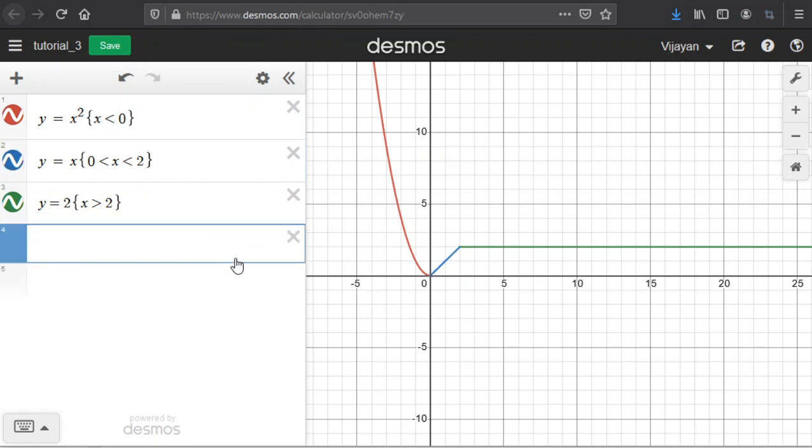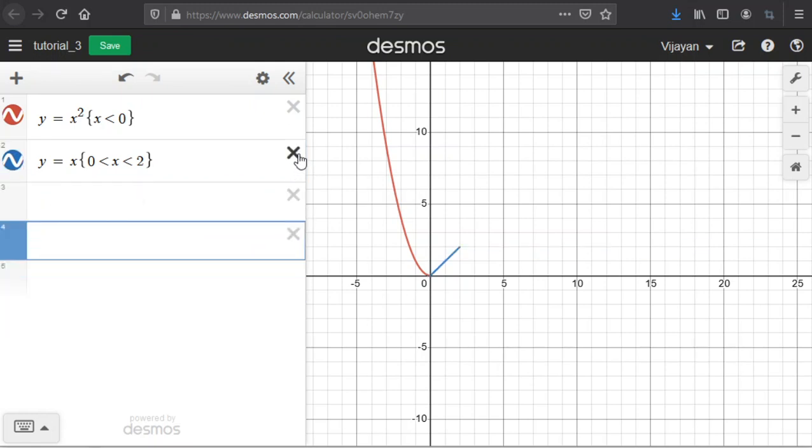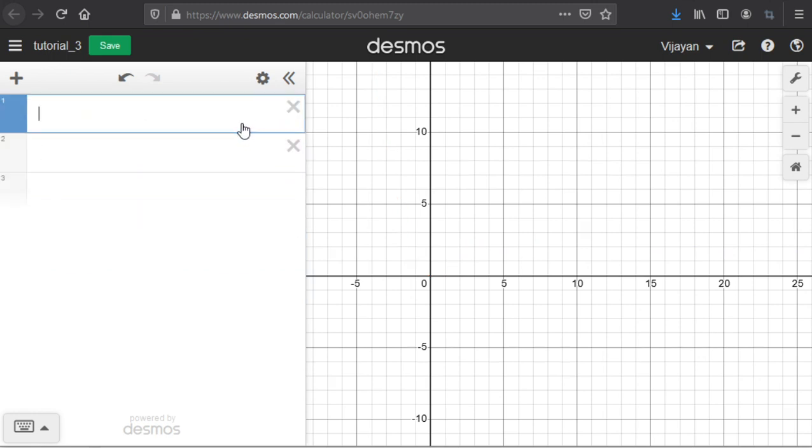Now, some important functionalities of this Desmos. Suppose I want to plot some implicit functions. Implicit functions means, say, 2x plus 3y is equal to 6. This is an implicit function where x or y values are not taken separately, rather they are part of the equation itself.